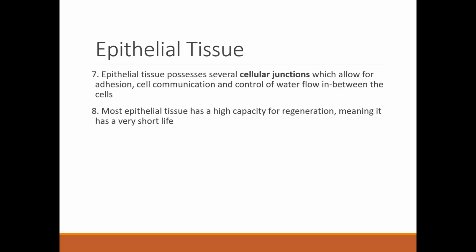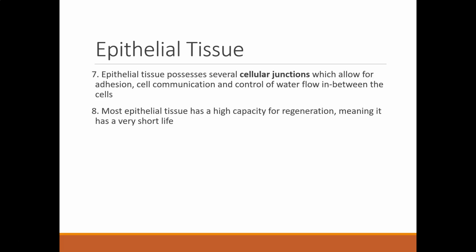The seventh thing about epithelial tissue is that, as I said, the cells are very, very close together with very little matrix between the cells. So we say that the epithelial tissue possesses several cellular junctions which allow for adhesion of the cells and cell communication because they're so close to each other. And as I said, epithelial tissue can be somewhat waterproof, so these cellular junctions control the water flow, or how much water moves in or out of the cell at any given time. So we say control of water flow in between the cells.